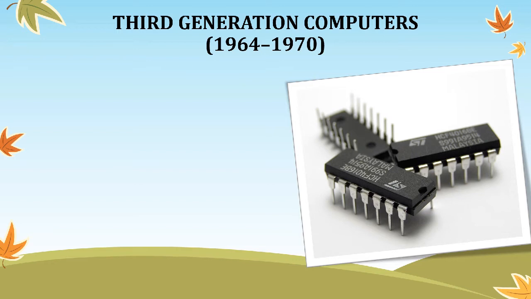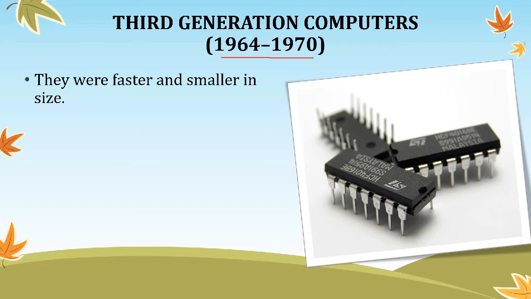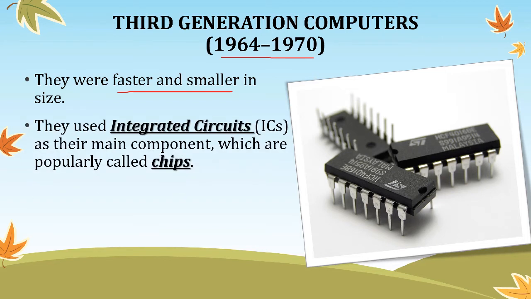Next we'll see about third generation computers, from the year 1964 to 1970. They were faster and smaller in size. When we compare to first generation and second generation, they are faster and smaller. They use integrated circuits as their main component, which are popularly called chips.